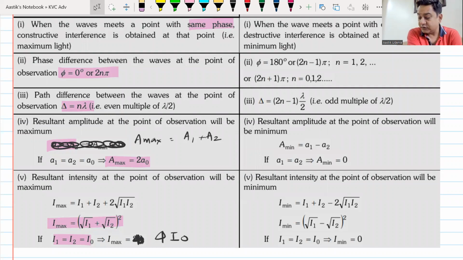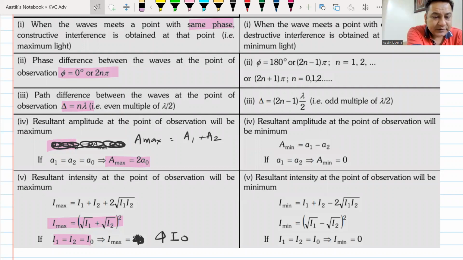The first one was known as constructive interference, when the phase difference between the two waves is n pi, 2n pi, even multiples of pi. Then we have resultant intensity, which is maximum, (root I1 plus root I2) whole square. This type of interference is known as constructive interference. Do we remember it? Yes, sir.